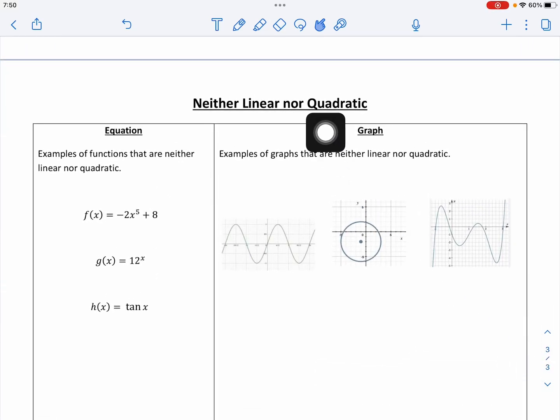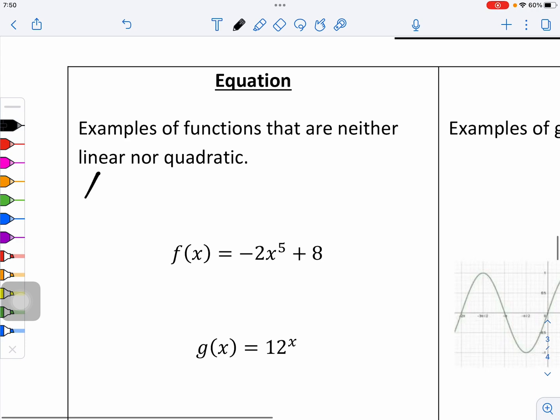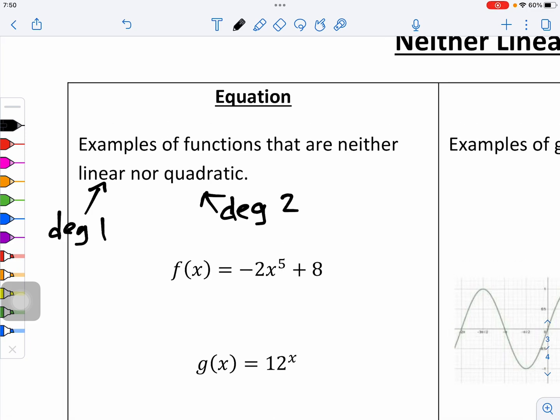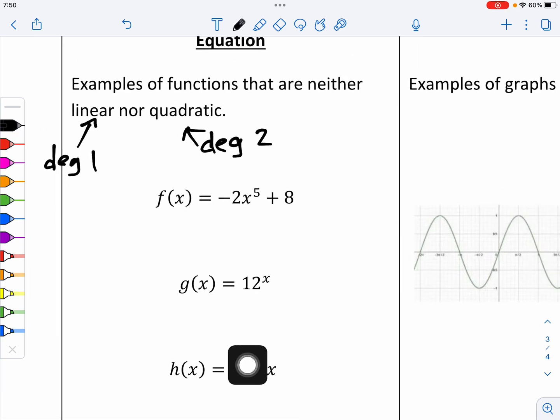Now, when you are determining whether or not a function is linear or quadratic, sometimes you're going to come across equations, tables, and graphs that are neither linear nor quadratic. So when that happens, remember that in an equation, a linear function will have degree 1, so your highest exponent is a 1, and a quadratic function will have degree 2. So anytime you see an equation that has an exponent other than a 1 or a 2, or it's got a trigonometric function in it, it's neither linear nor quadratic.